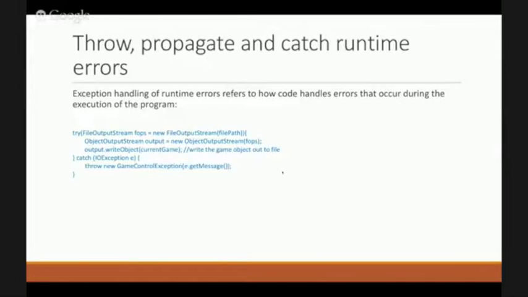If there's an I/O exception, for example, the path is not found, or for some reason the file cannot be opened, then an I/O exception is caught, and the way the error is handled is by throwing a GameControl exception in this case.